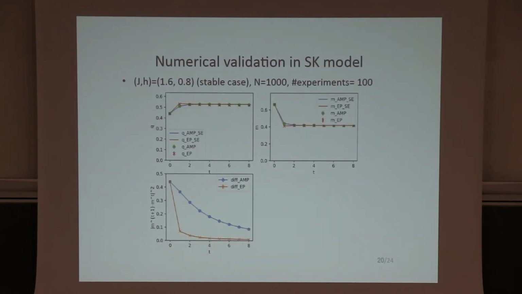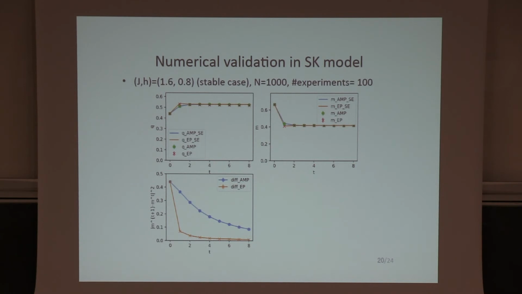Okay. So to validate the result, I did some experiments for the SK model. The first one is the RS stable case, J equals 1.6 and H equals 0.8. It is known that the AT stability is satisfied. The green curves represent macroscopic dynamics of the AMP, and it is just the iterative substitution of the RS saddle point equation. The blue curves are macroscopic dynamics, and the markers are the result of the AMP, right?